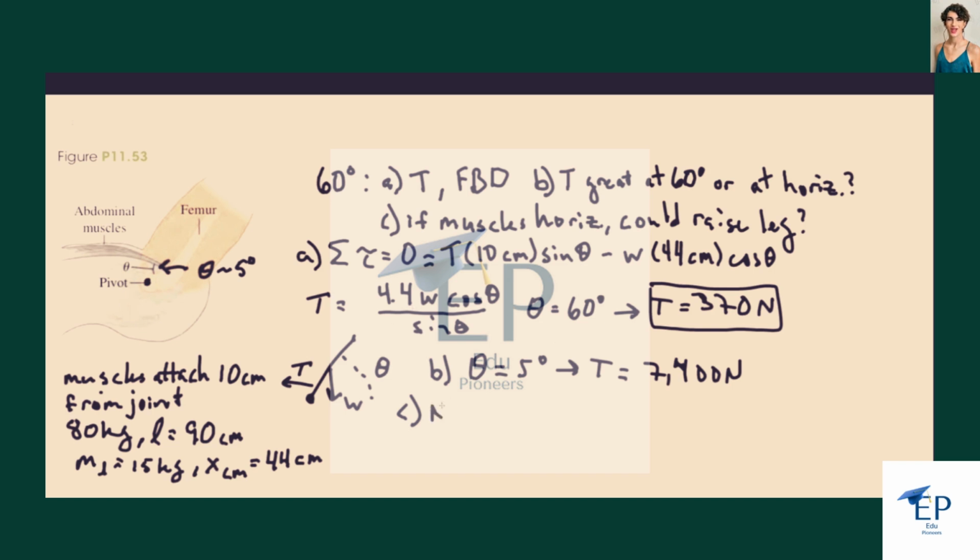And the answer to part C is going to be no, because if you have some object that's pivoting about a pivot and you apply a force anywhere along it that's parallel or anti-parallel with the displacement from the pivot, then the cross product is zero, and so there can't be any torque.